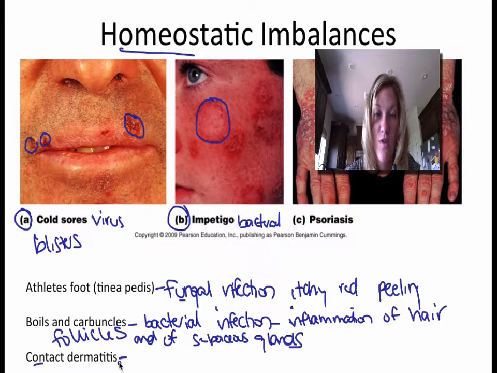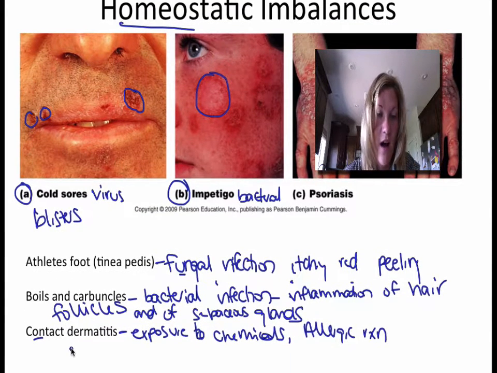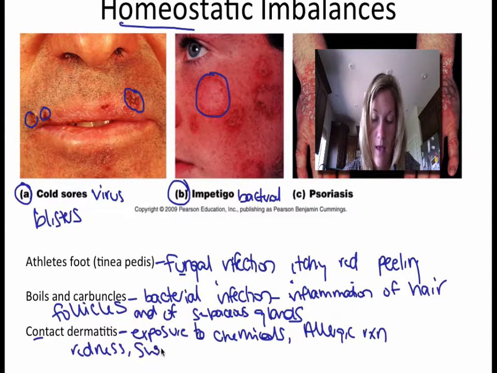This is actually going to occur when you have some exposure to chemicals. So, exposure to chemicals, and it's an allergic reaction. And it's going to cause redness and swelling and probably itching too.